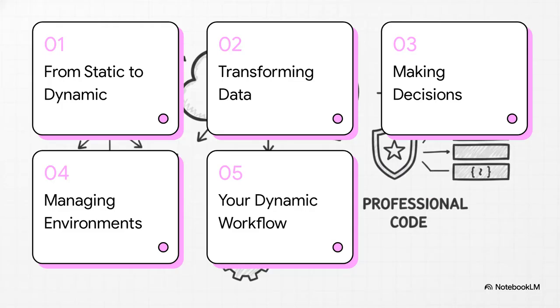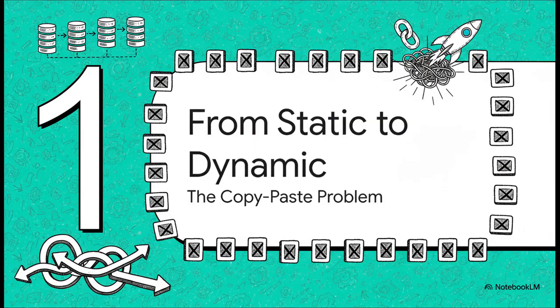All right, here's our game plan. First, we'll take a hard look at the problem with static code. Then, we're going to start building our new toolkit, piece by piece. We'll start with transforming data using functions, then we'll add some intelligence with conditionals, and finally, we'll tie it all together with the incredible power of workspaces, giving you a brand new, super sleek, dynamic workflow. So let's set the scene.